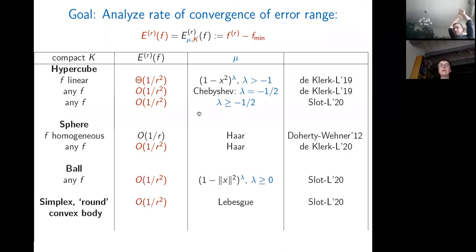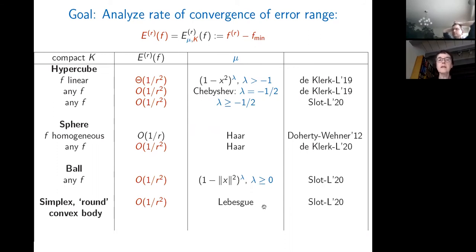Building again on these results, we can then deal with the case when the compact set K is the unit sphere equipped with the Haar measure. We can deal with a ball equipped with such a weight measure. We can deal with other compact sets like the simplex, or what we call a round convex body, equipped with the Lebesgue measure.